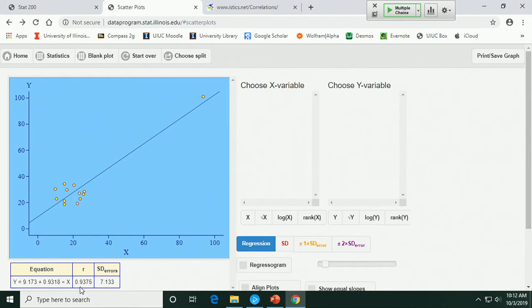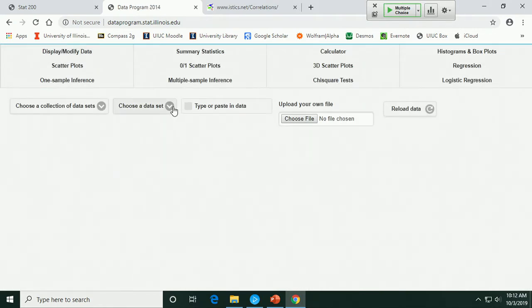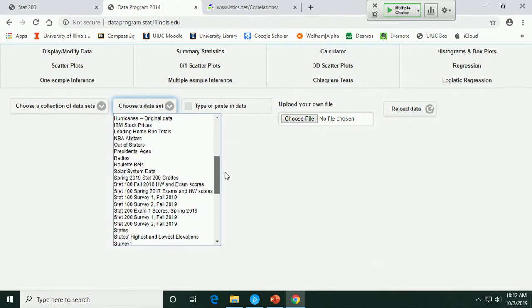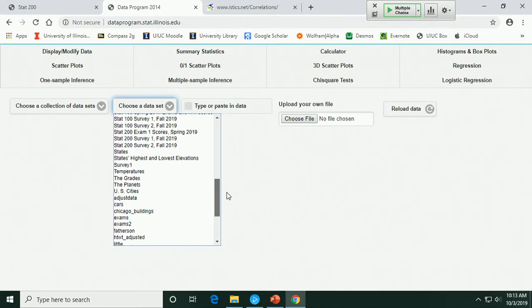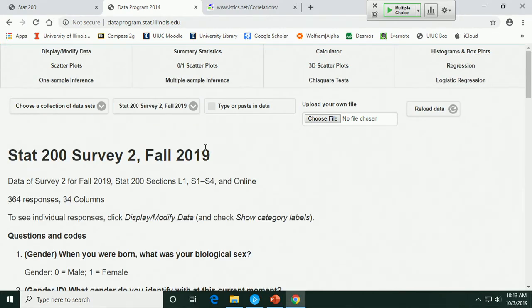Let's look at our own data now and decide if we want to delete points or not. How do you know, since R can be very strongly affected by these outliers, what do you do with them? So let's look at our own data. We haven't done much of that yet. So let's look at survey 2 right here.